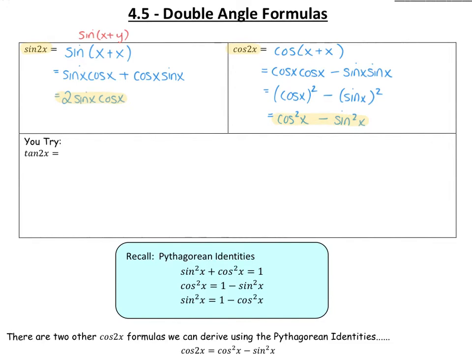Again, pause the video and try tan 2x all by yourself. Okay, so I've written it as tan of x plus x, and then I'm going to use my formula for tan x plus y, and it would be tan x plus tan x all over 1 minus tan x tan x. And I hope you can see how that simplifies to 2 tan x all over 1 minus tan squared x. And so there's your formula for tan 2x.